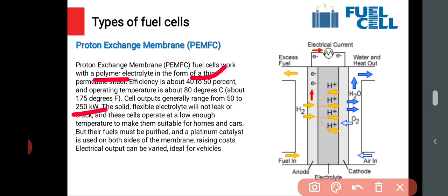These cells operate at low enough temperature to make them suitable for home and cars, but their fuels must be purified, and the platinum catalyst is used on both sides of the membrane. It increases the cost. Electrical output can be varied, and this is very much suitable for vehicles. That means the fuel cells used in electric vehicles are of PEMFC type, that means proton exchange membrane fuel cells.